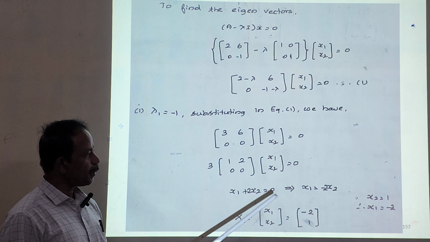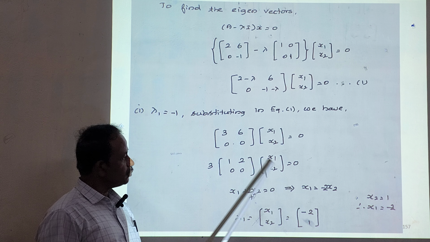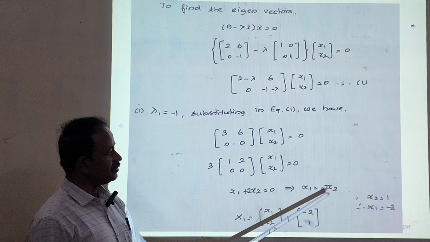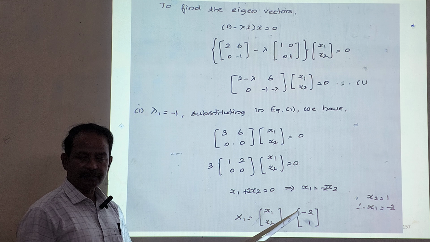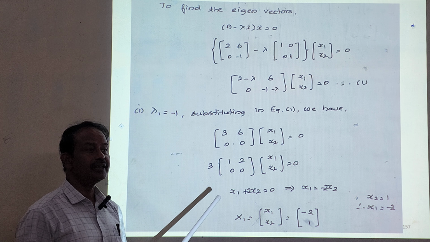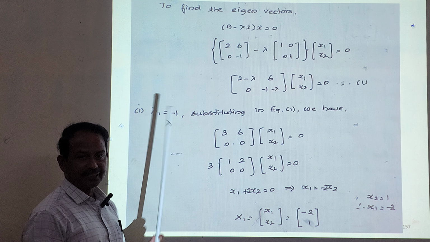And this becomes x1 equal to minus 2 x2. If x2 equal to 1, x1 will be minus 2. So minus 2 and 1. So this is your eigenvector for the first eigenvalue.